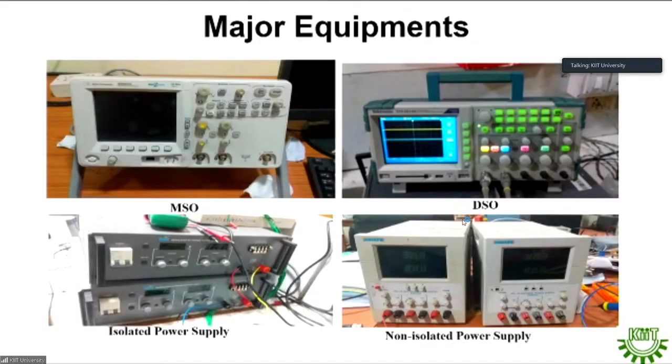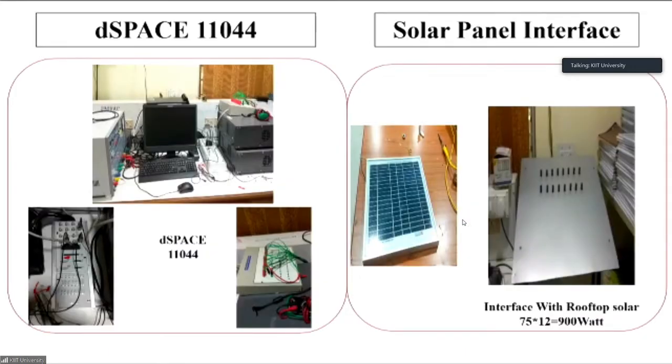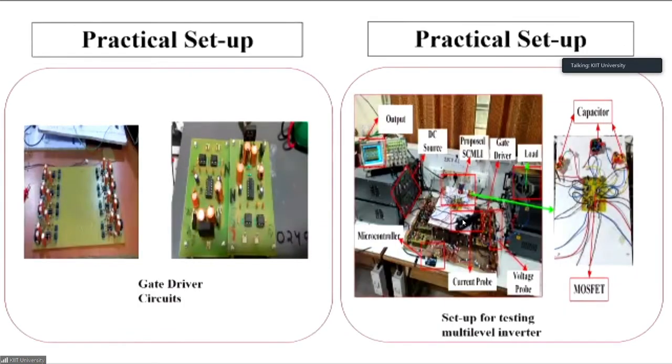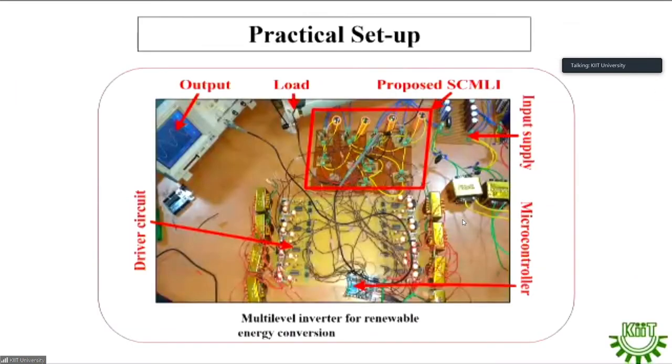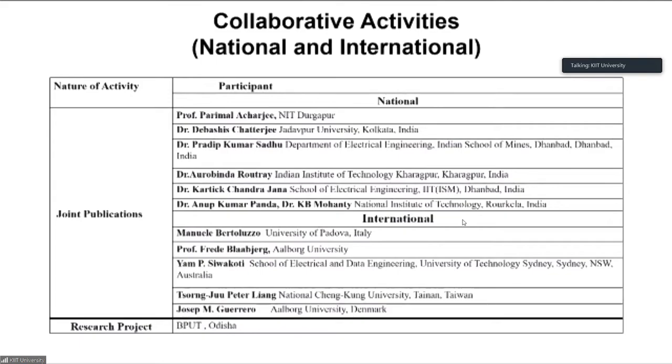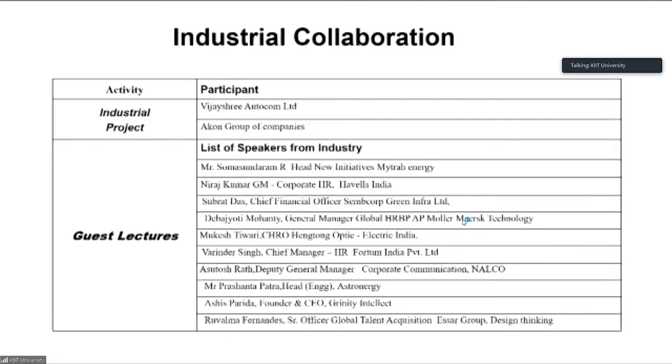The major equipment available are MSO, DSO, non-isolated power supply, and isolated power supply. And we have facilities like the dSPACE solar panel interface. These are the practical setups available for the students to carry out experiments in multi-level inverters for renewable energy conversion. So with this setup of Alpha Bleu, we have a lot of collaboration with national and international industry as well as institutes where the students are engaged.